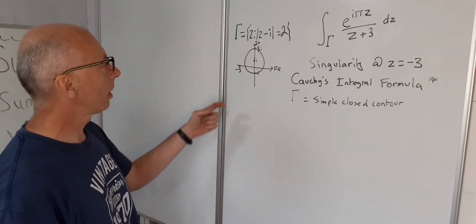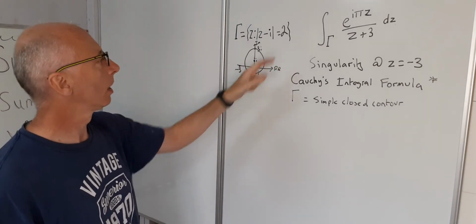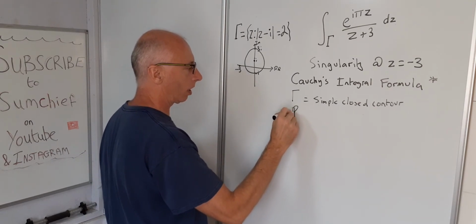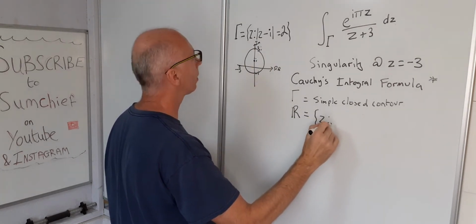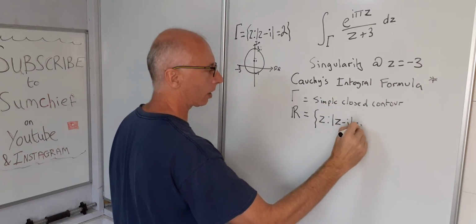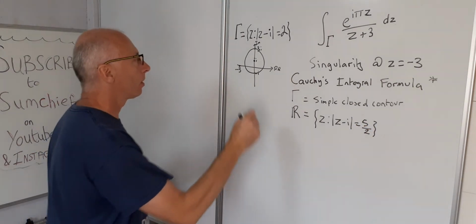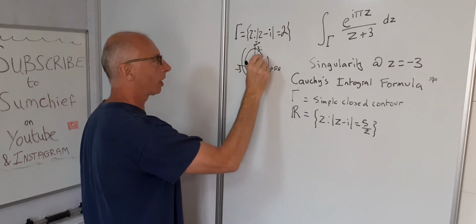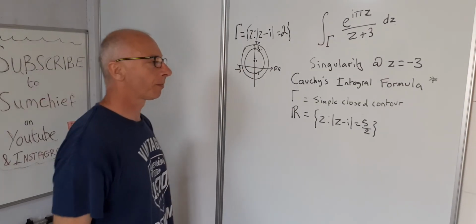This has a radius of 2, so we pick a number between 2 and 3. Let's say we pick a region R, where |z - i| = 5/2. We can just use that if we like. Now we draw this region just outside of gamma, in between the 3 and this point 2.